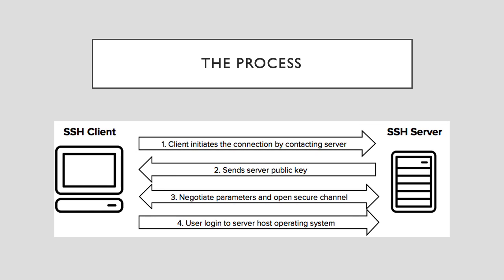Here I attached a diagram of what the process for SSH client and SSH server looks like in the process of the transfer of information. Number 1, the client initiates the connection by contacting the server. Then the server sends the server public key. Then they negotiate parameters and open a secure channel. And then the user logs into the server host operating system.